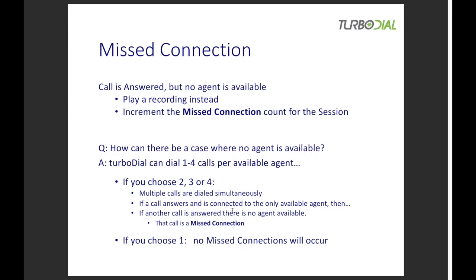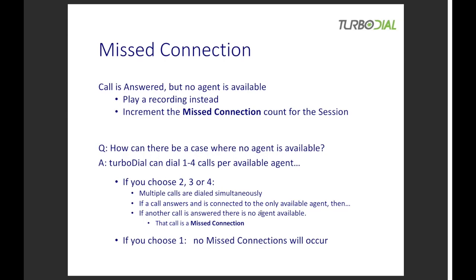Remember, TurboDial can dial anywhere from 1 to 4 calls per agent, depending upon what you've chosen in the setting. If you choose 2, 3, or 4, then multiple calls are dialed simultaneously, and if a call is answered and is connected to the only available agent, then if another call is answered, there is no agent available at that point, so that is a missed connection. If you choose 1, there will be no missed connections because there will never be more than 1 call ringing per available agent.